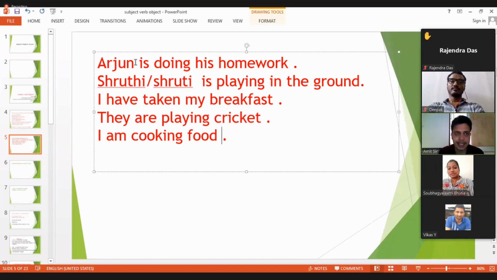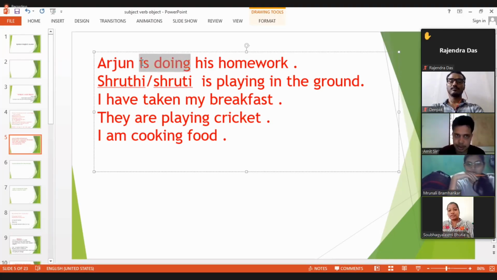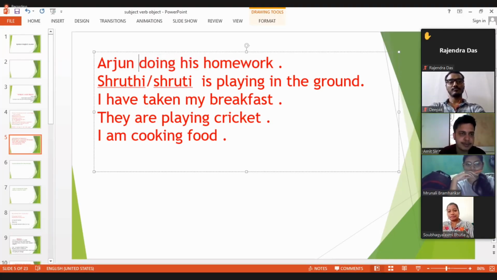So let's try to find out. Arjun is doing his homework. What is the subject in this? Arjun. And then is doing his work, he is doing. Even if you feel unsure how to find it, try to remove this part. Arjun doing his homework. Is it right?